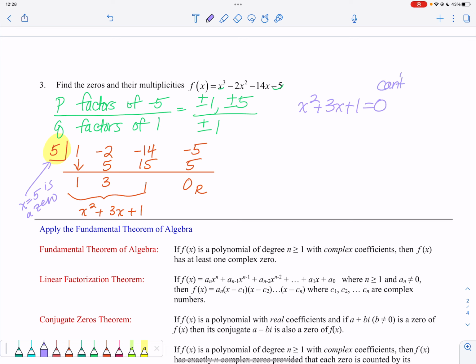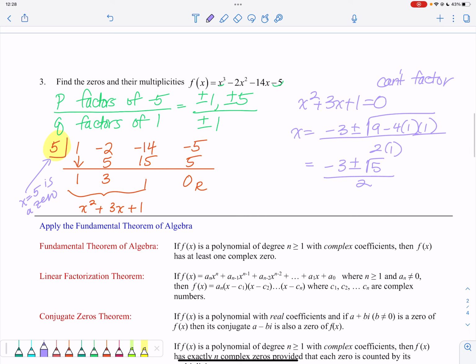And we can't factor that. So we will use the quadratic formula, the opposite of b plus or minus the square root of b squared minus 4 times a times c, all over 2a, and that comes out to negative 3 plus or minus root 5 over 2. And those are our other two zeros. So our zeros are 5 and negative 3 plus or minus root 5 over 2.